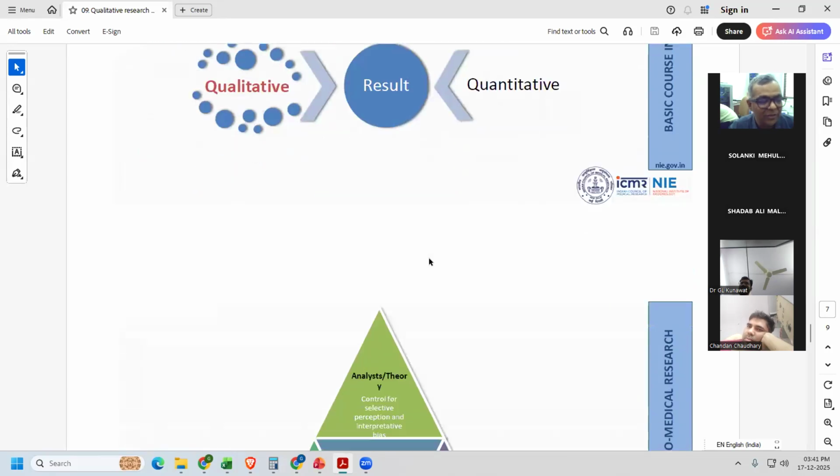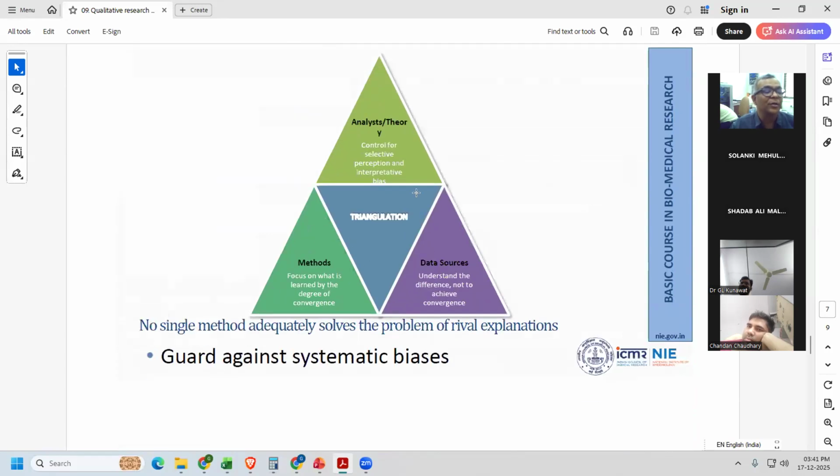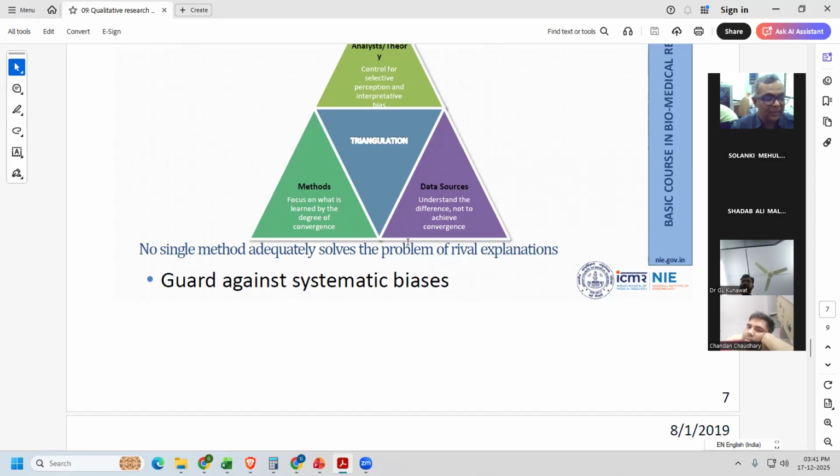When you are doing qualitative research, an important part is triangulation. There will be triangulation of data source, method, and theory. Why is it required? When you do triangulation of theory, it controls for selective perception and interpretation bias. When you do triangulation of data source, it helps us understand the difference, and not to achieve a convergence. And method will help you focus on what is learned by the degree of convergence. That's why we need to go for triangulation of these three.